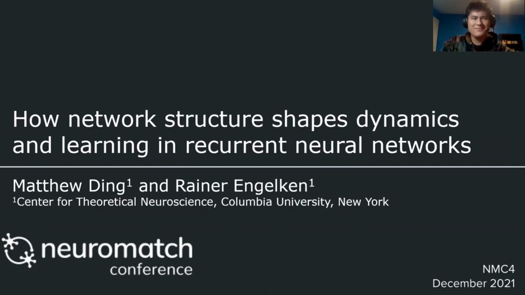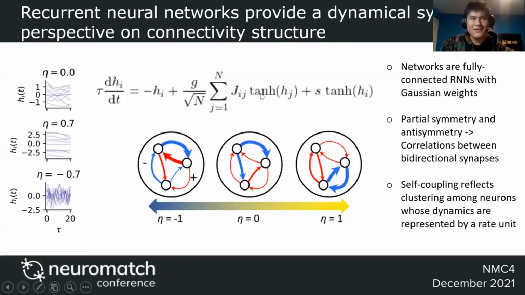Today, I'm going to talk about the ways that network structure shapes dynamics and learning in recurrent neural network models, or RNNs. The particular connectivity statistics that we're considering in our work are firstly partial symmetry, which is equivalent to just saying the correlation between bidirectionally connected rate units.